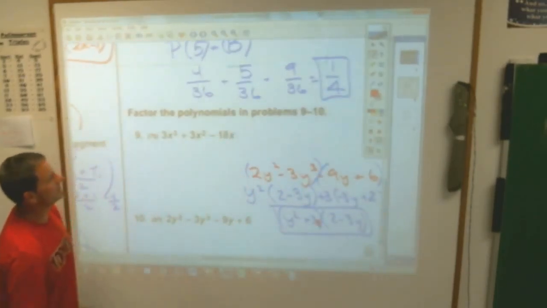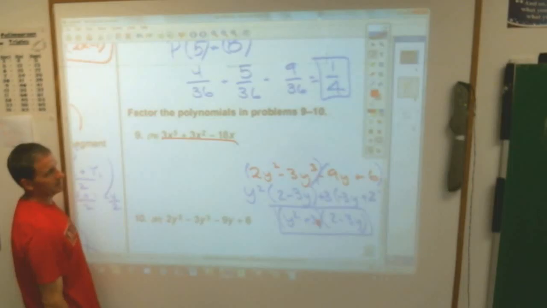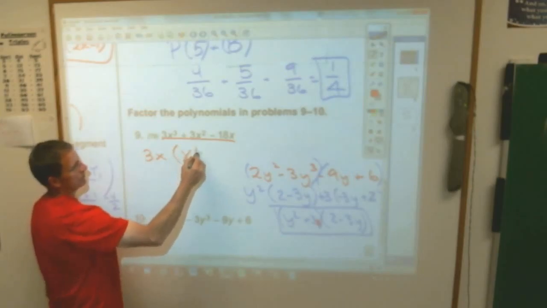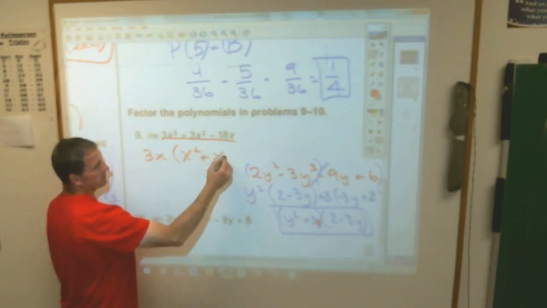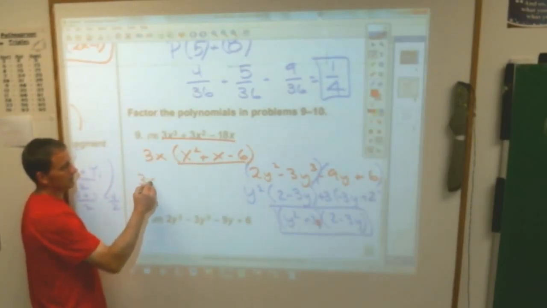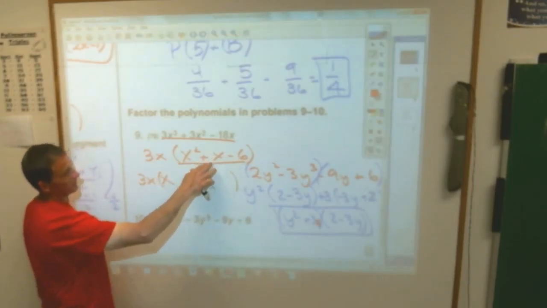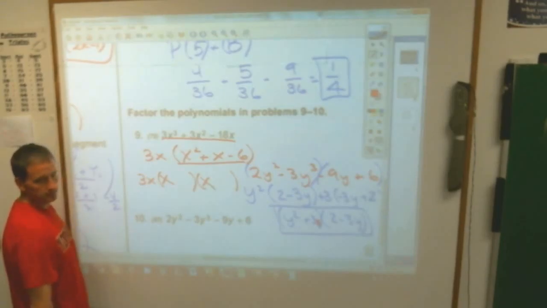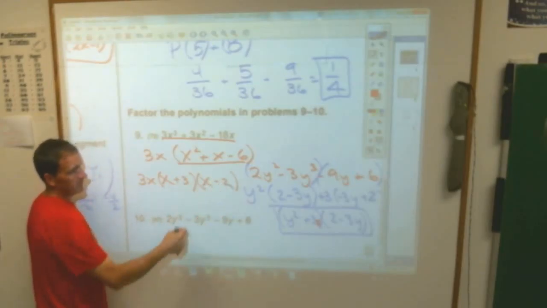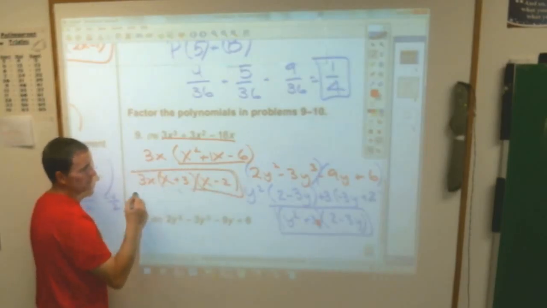Number 9, factor the polynomial. This one, you just take out what you can right off the bat. What's a common factor they have? 3 and an x. So you're left with x squared plus x minus 6. And then you have to look, can you factor that trinomial? The 3x stays out here. What times what gives you -6 and added together gives you 1? 3 and 2. Plus 3, minus 2. This has to be a positive 1, that's why the 3 has to be positive. When you put those together, that gives you 1.